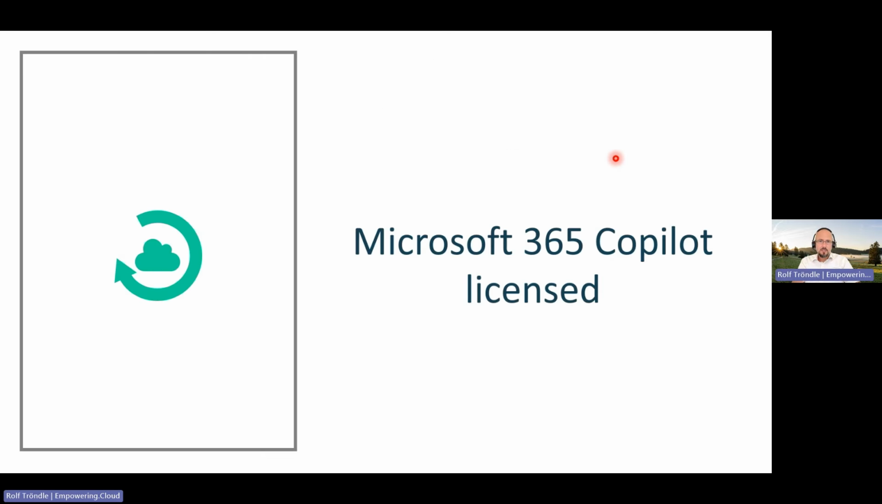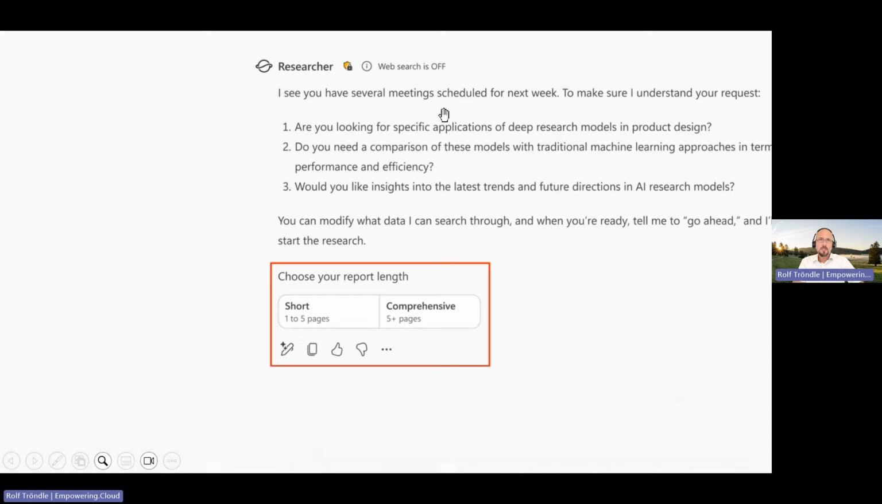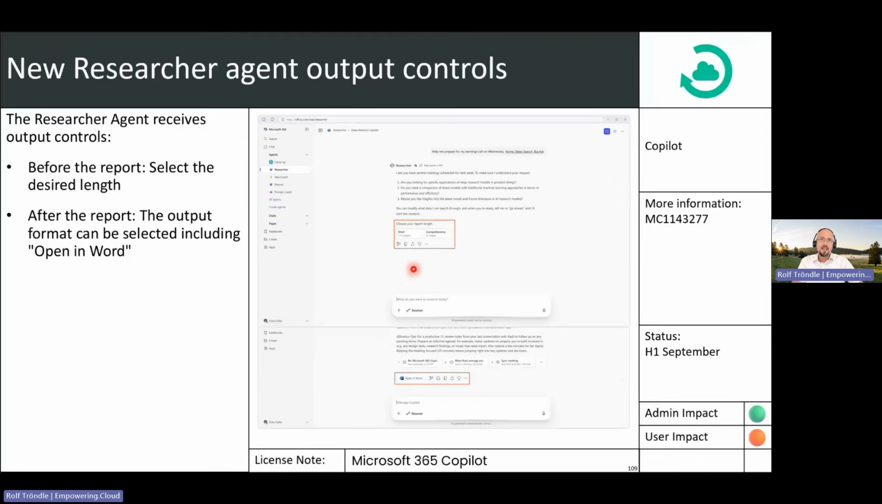Switching to Microsoft 365 Copilot for licensed users. First one, the new researcher agent gets output control. So before you start a new researcher agent, or a query in researcher agent, you can now choose your report length, like short or comprehensive. If it's still too long, you can use Copilot to summarize it further.